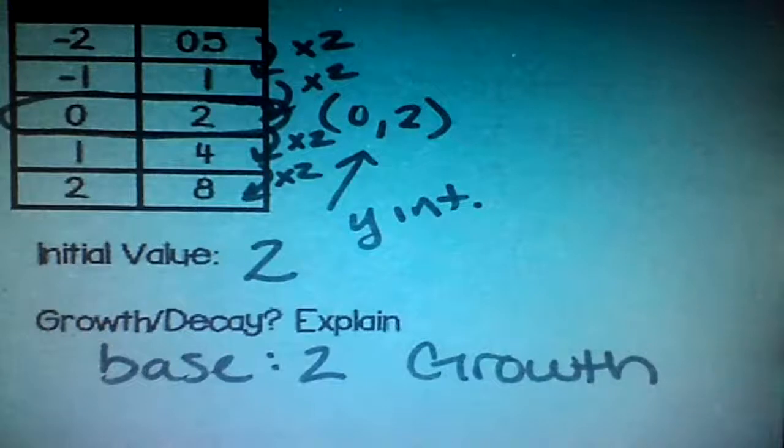So this tells you right here the difference between a linear table and an exponential table. Linear, I was adding 2 each time. Exponential, I'm multiplying by 2 each time. So that's the difference between a linear and an exponential.